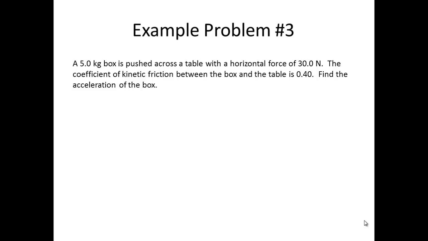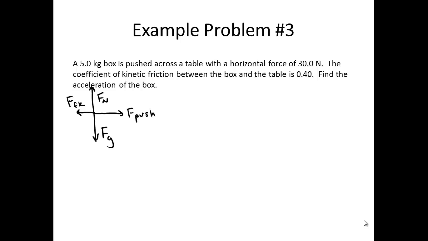Let's do one more example. A 5 kilogram box is pushed across a table with a horizontal force of 30 newtons. The coefficient of kinetic friction between the box and the table is 0.40. Find the acceleration of the box.